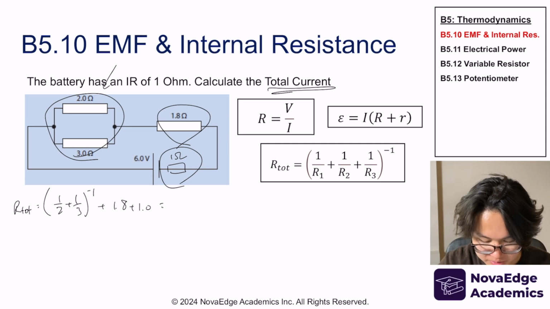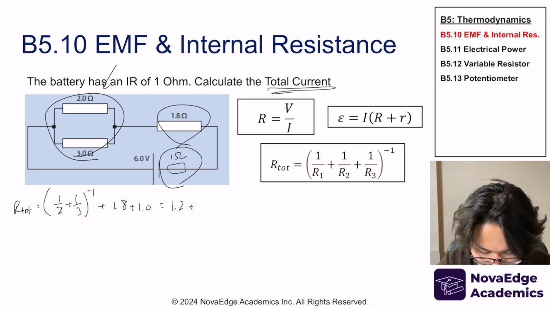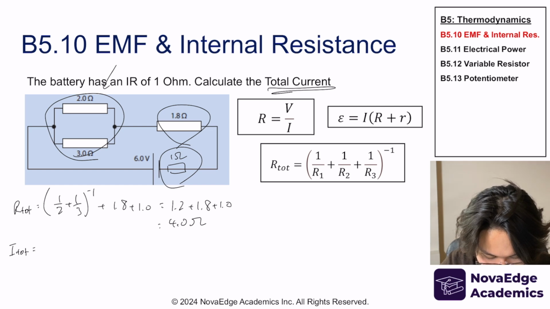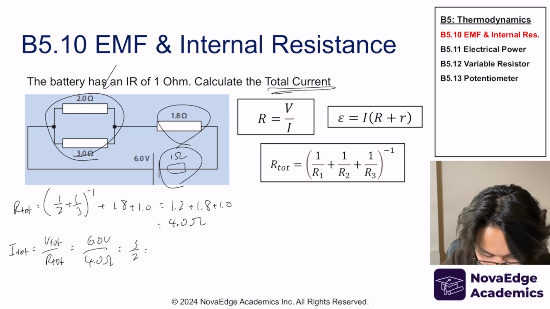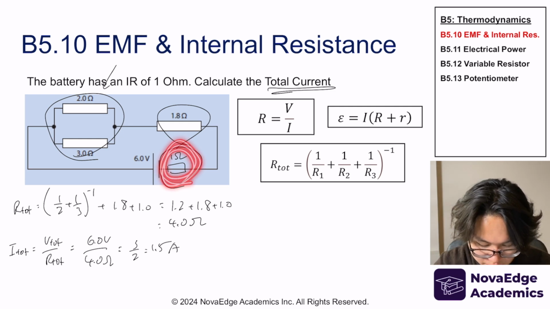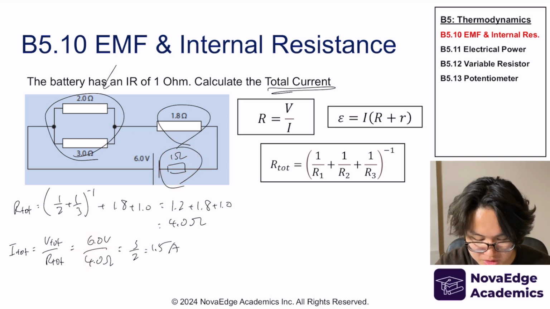We already calculated this, right? That's just going to be 6 over 5. So that's 1.2 plus 1.8 plus 1.0, which is 4.0 ohms. Now, to calculate the total current, that's just V total over R total, which is 6 volts over 4 ohms, which is 3 over 2, 1.5 amps. Without this, it was actually 6 over 3, which was 2 amps. But because we account for the internal resistance, it becomes 1.5 amps.